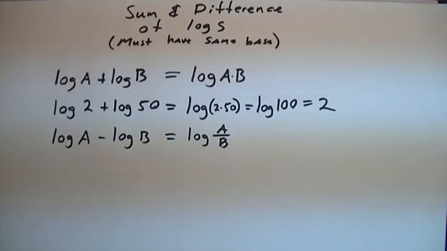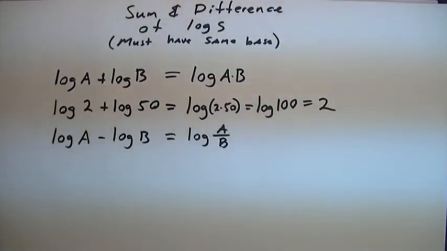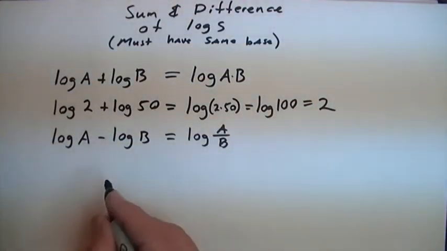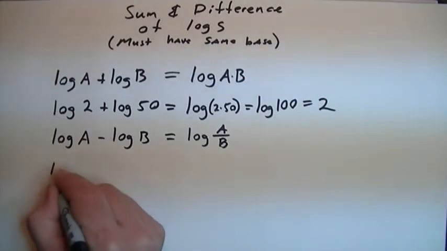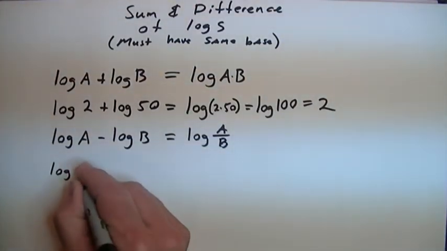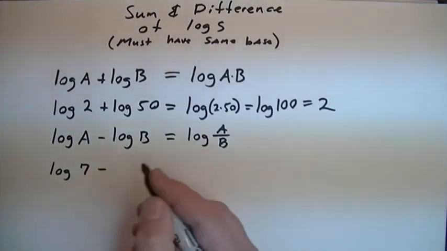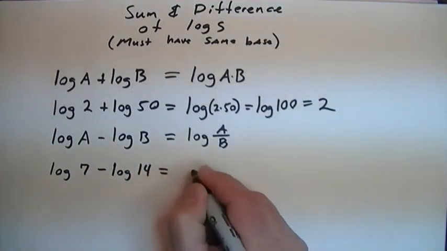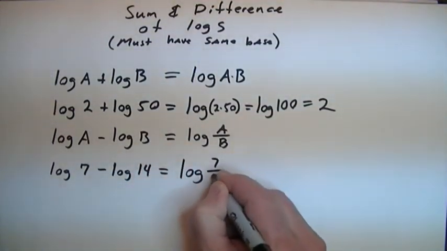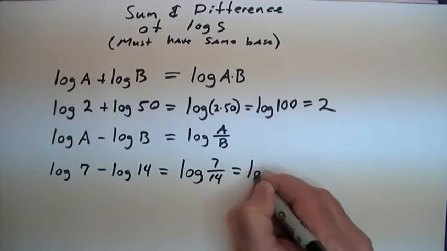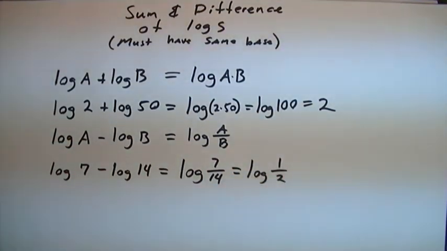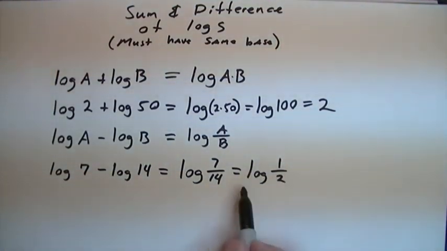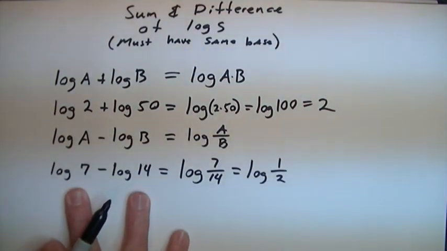Okay? And I'm not going to come up with a really great example. I'm just going to make up some numbers, but let's say we have the common log of 7 minus the common log of 14, and that's just going to be the common log of 7/14, or the common log of 1/2, whatever that is. Okay, so that's how you would use these. Create something that's much simpler than the sum or difference of two different logs.